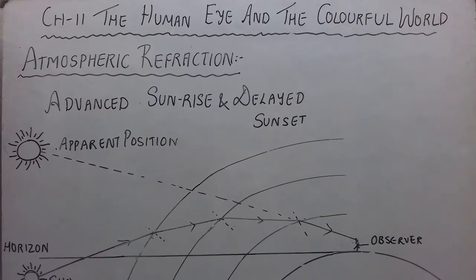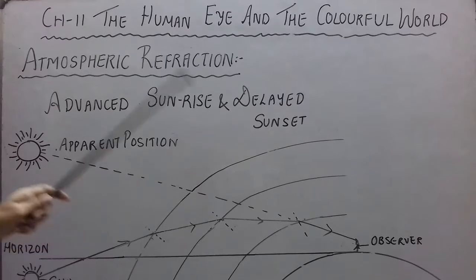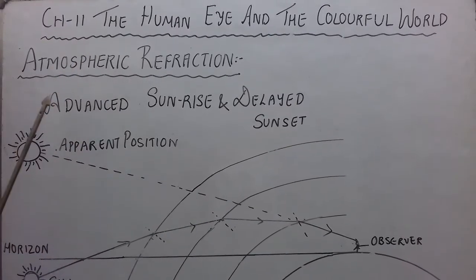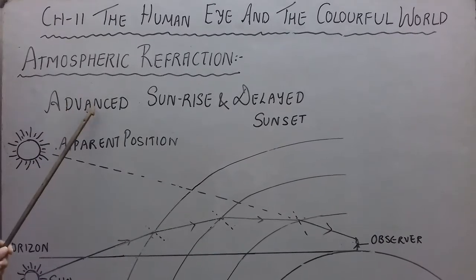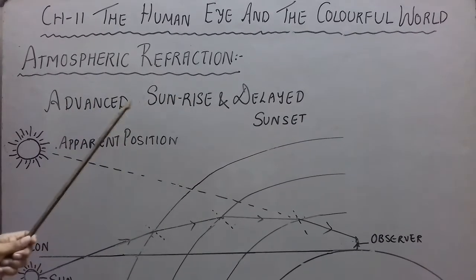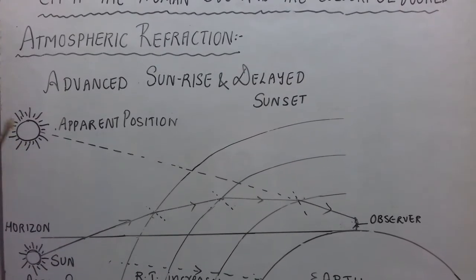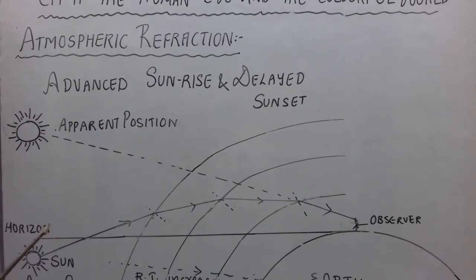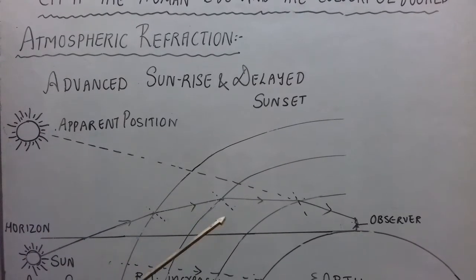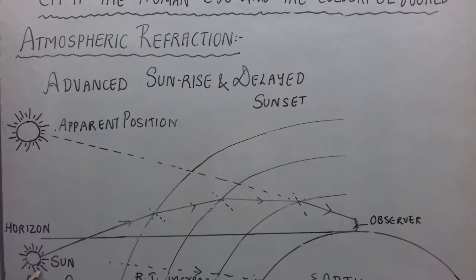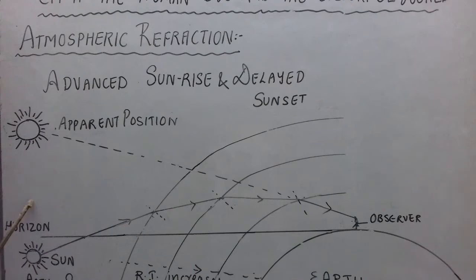Now, this is the last optical phenomenon, advanced sunrise and delayed sunset, which is based on atmospheric refraction as per our NCERT syllabus. Now, let us see what is advanced sunrise and delayed sunset. You have studied before that stars seem higher than they actually are. This is all because of atmospheric refraction. So, the same is the case with the sun also. When we look at the sun, it appears higher than it actually is when viewed near the horizon.